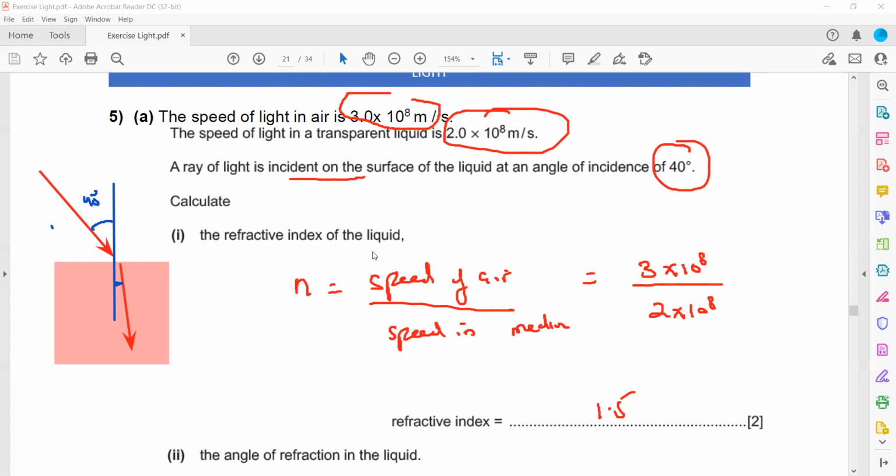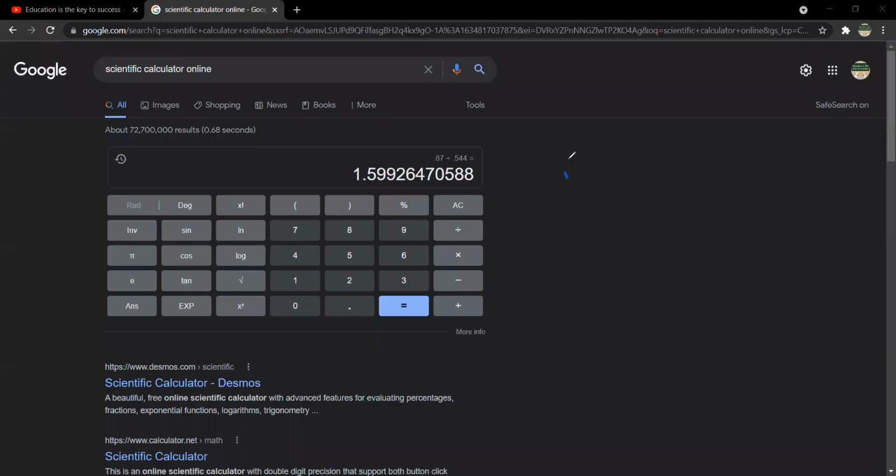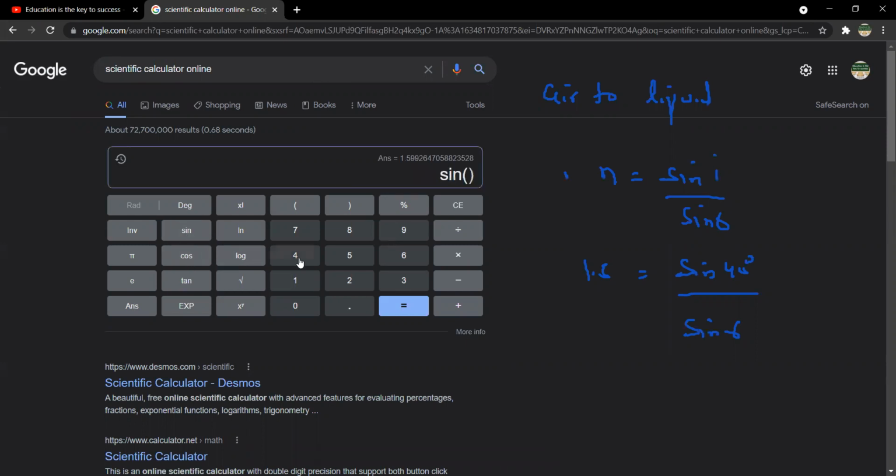The formula for refractive index when moving from air to glass or air to liquid is sine i over sine r. Refractive index is 1.5. The angle of incidence is given in the question, that is 40, and the angle of refraction we don't know. What is the value for sine 40? Sine 40 is 0.64. This is 1.5 and this one is sine r.